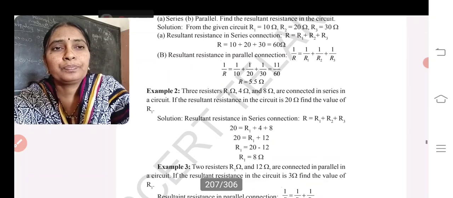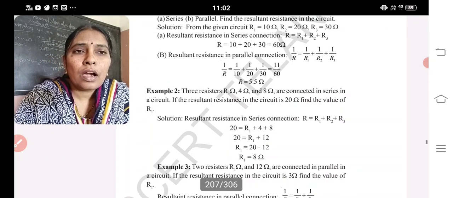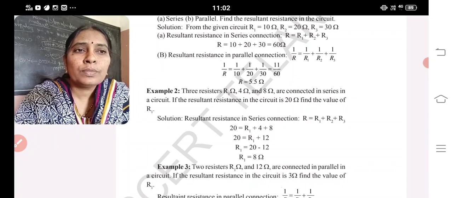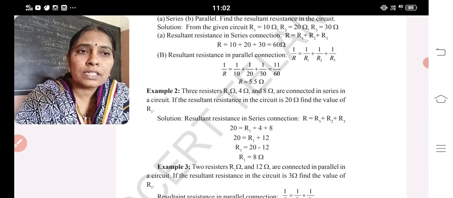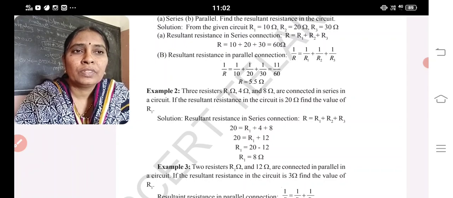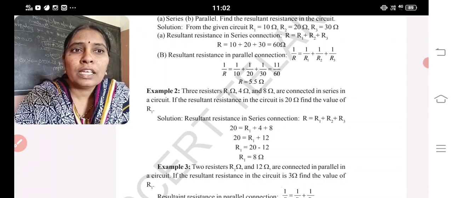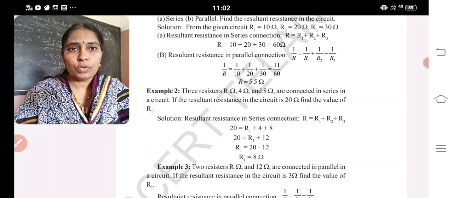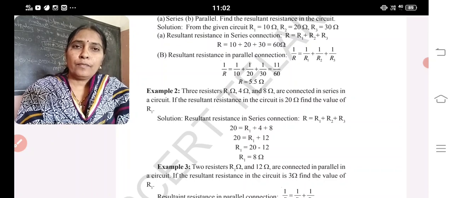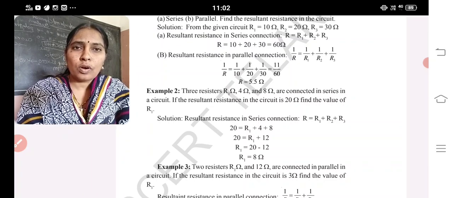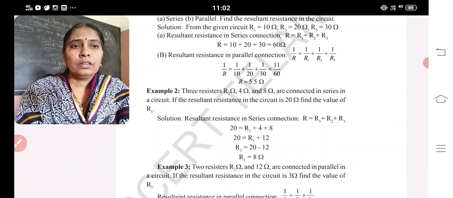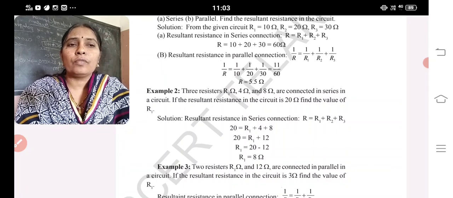Okay. Next, the resistors R1 ohms, 4 ohms and 8 ohms are connected in series in a circuit. The resultant resistance in the circuit is 20 ohms. Find the value. 20 ohms is the total equivalent resistance given. R equals R1 plus R2 plus R3, where R2 and R3 values are given. Substitute, find the solution and get the value of R1. The problem is already solved. And third, R1 and R2 are connected in parallel in the circuit. If the resistance in the circuit is 3 ohms, find the R1 value.